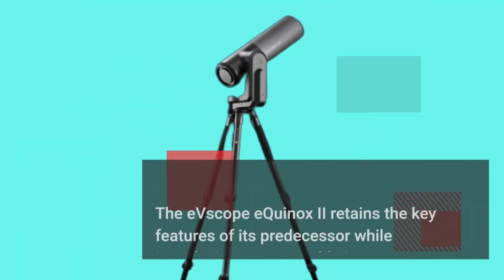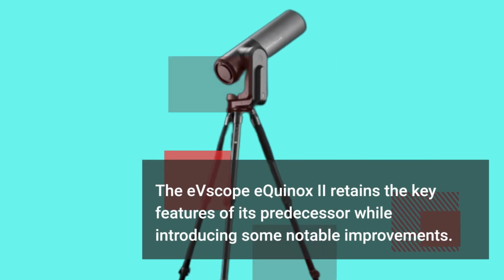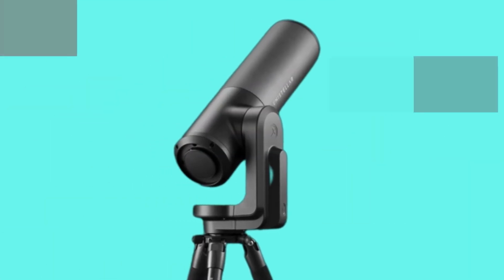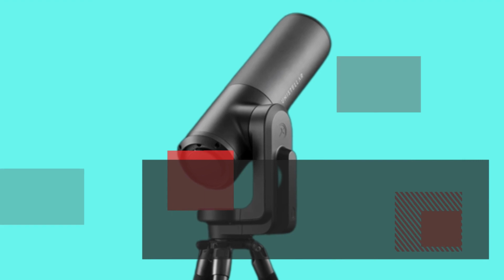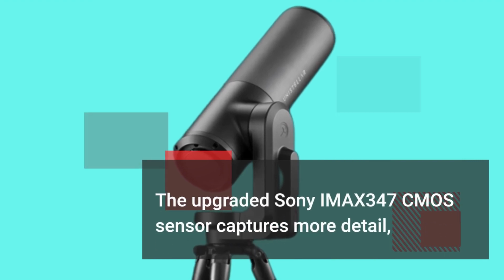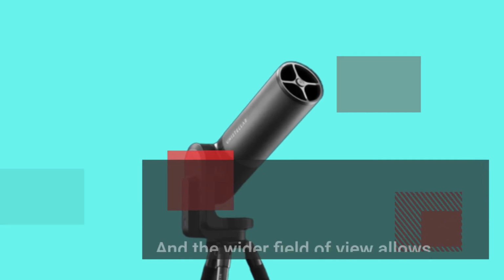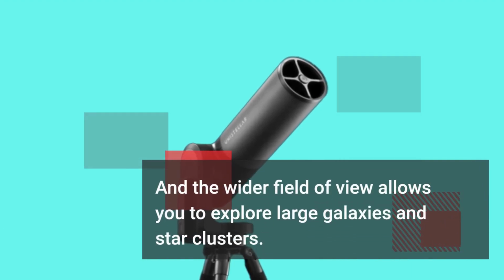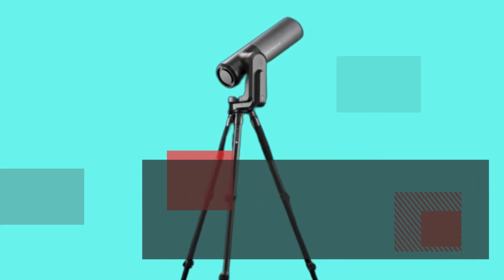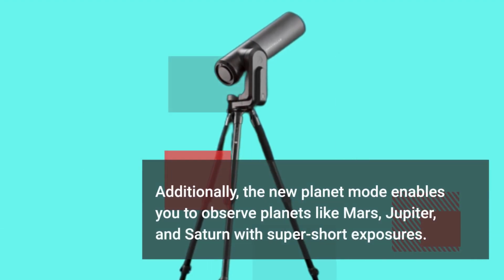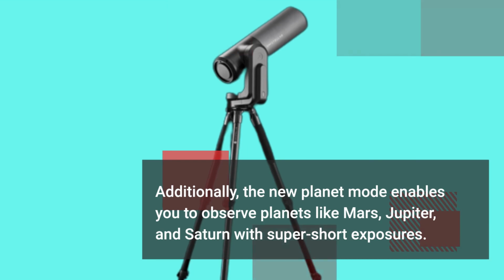The eVscope eQuinox 2 retains the key features of its predecessor while introducing some notable improvements. The upgraded Sony IMX347 CMOS sensor captures more detail. And the wider field of view allows you to explore large galaxies and star clusters. Additionally, the new planet mode enables you to observe planets like Mars, Jupiter, and Saturn with super short exposures.